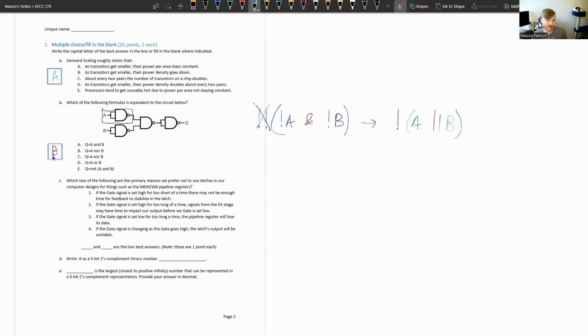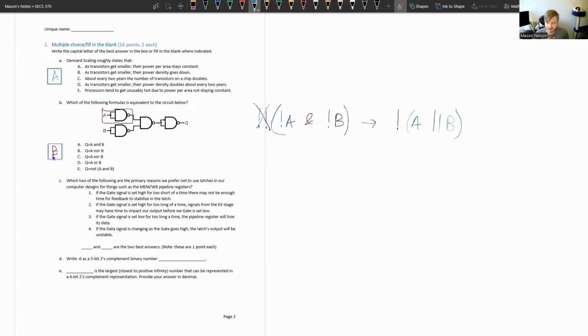So number one, if the gate signal is set high for too short of a time, there may not be enough time for feedback to stabilize in the latch. Two, if the gate signal is set high for too long of a time, signals from the EX stage may have time to impact our output before the gate is set low. Three, if the gate signal is set low for too long of a time, the pipeline register will lose its data. And four, if the data signal is changing as the gate goes high, the latch's output will be unstable.